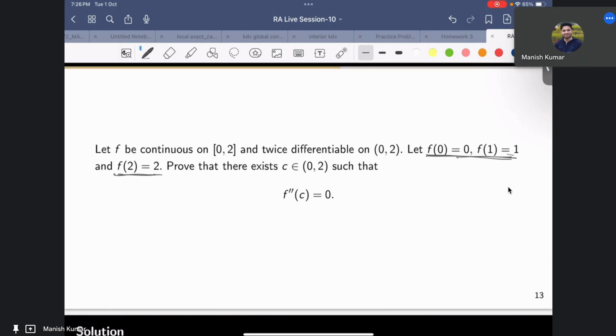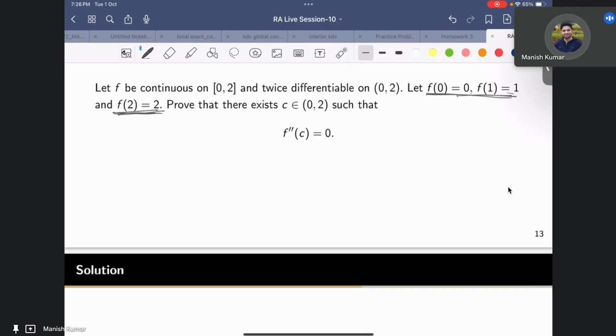So you cannot use Rolle's theorem directly on f, because for Rolle's theorem you know that at the end points the values should match, then there exists a point c where the derivative becomes 0, right? Or if you want to use Lagrange's, the values at the 2 points should be the same. Okay, so what you will do over here, you can see that f at 2 is 2, f at 1 is 1, and f at 0 is 0.